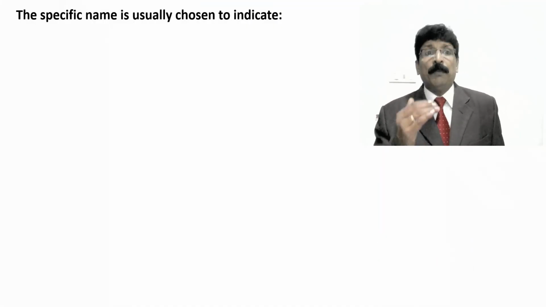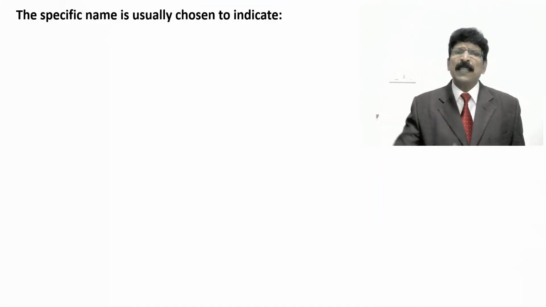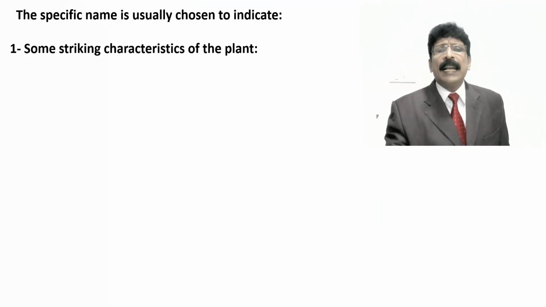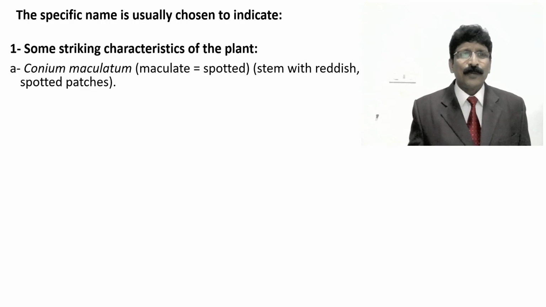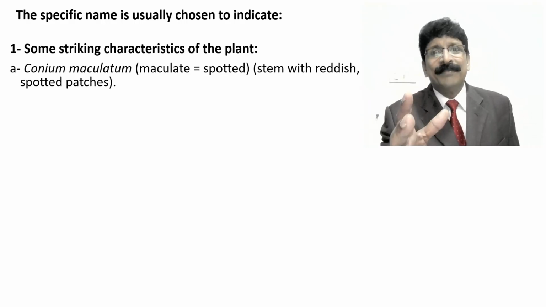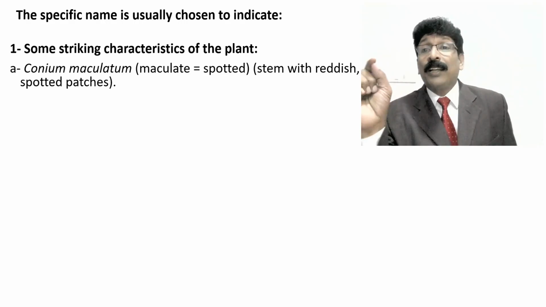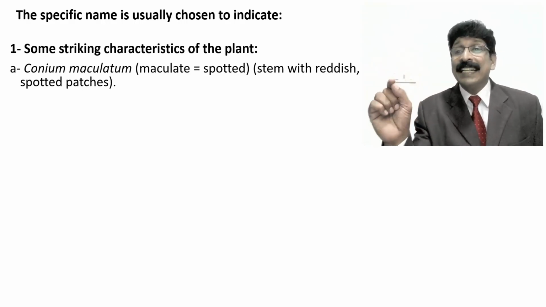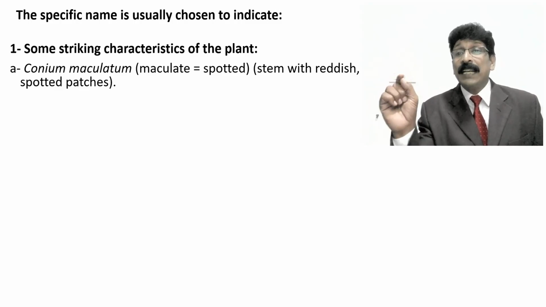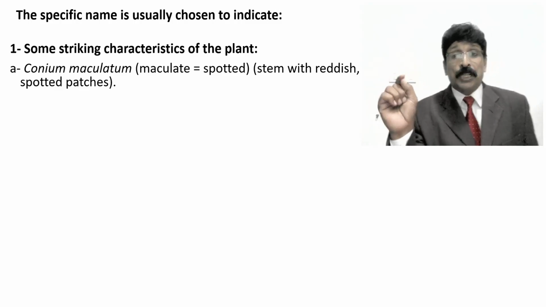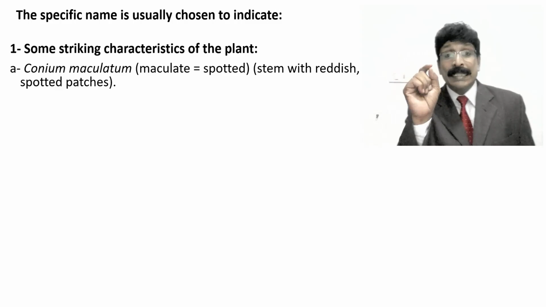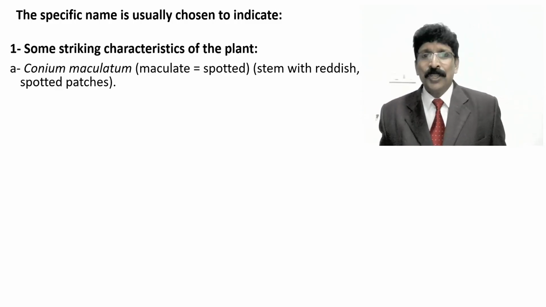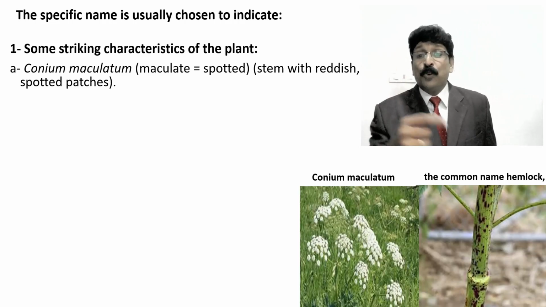7 points you have to remember. So first one, the specific name is usually chosen to indicate some striking character of the plant. Example, you see Conium maculatum. Just now we have seen in the slide, dotted, pitted, reticulate, external purple color or a reddish dot. It looks like purple in my slide, but it is a reddish dot. So maculate means spotted, that is the meaning. So the stem has reddish spot patches as shown in the picture. You can see the picture.